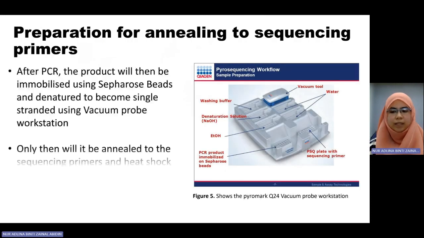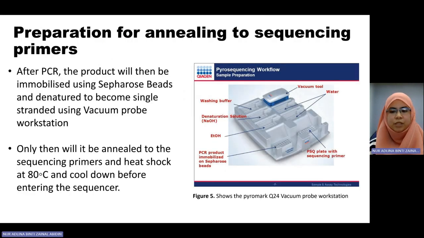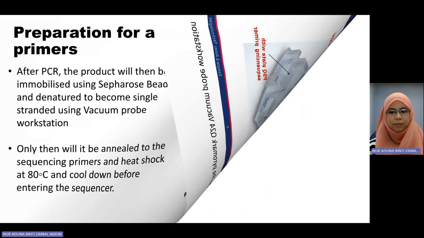After PCR is done, the PCR product will be immobilized by using Sepharose beads in order to help with the denaturing process to become single-stranded, using the PyroMark Q24 vacuum probe as seen in figure 5. After the product has become single-stranded, it will then be annealed to the sequencing primers at a heat shock of 80 degrees Celsius before being cooled down for loading into the sequencer PyroMark Q24.